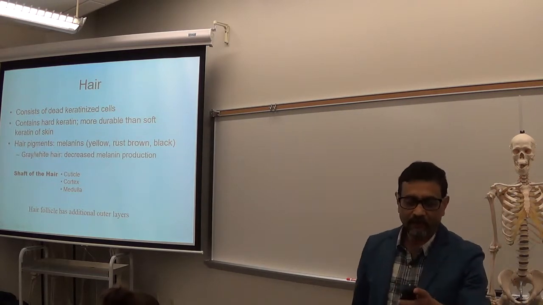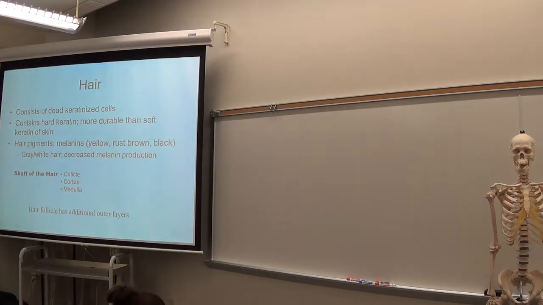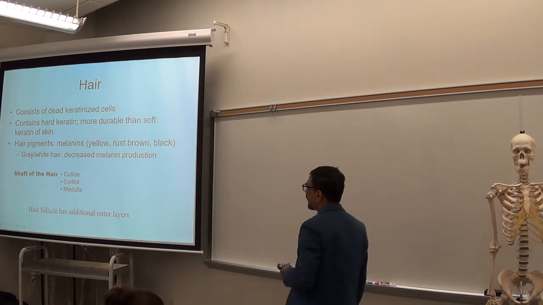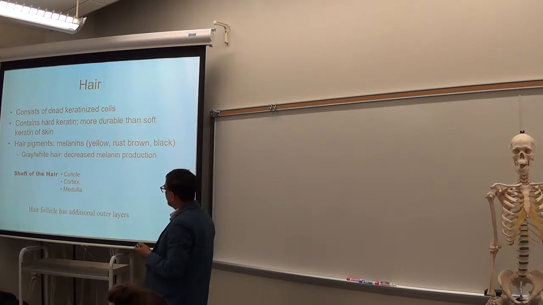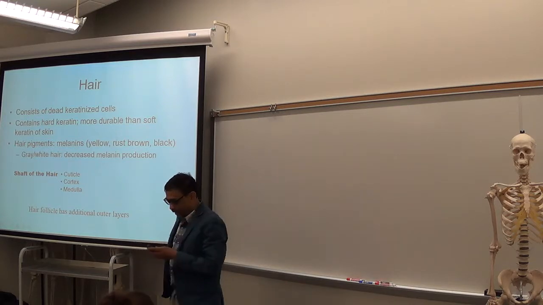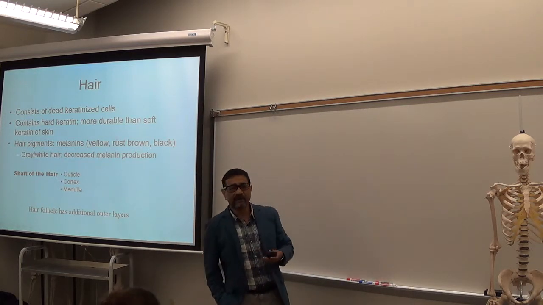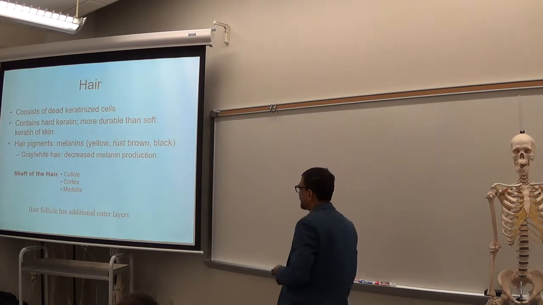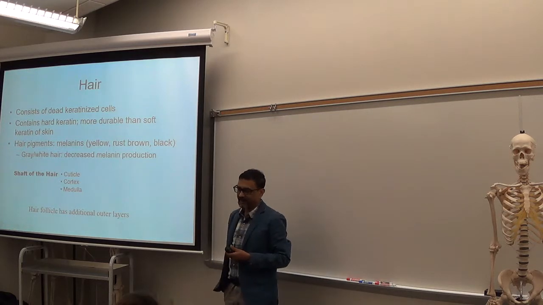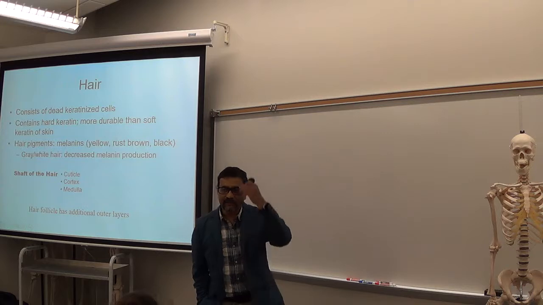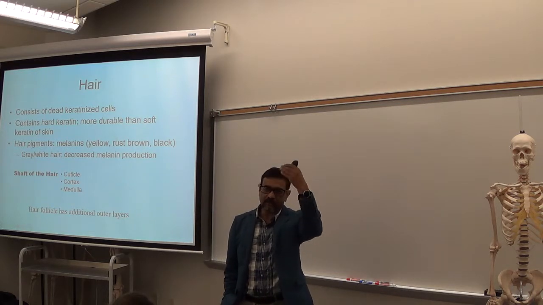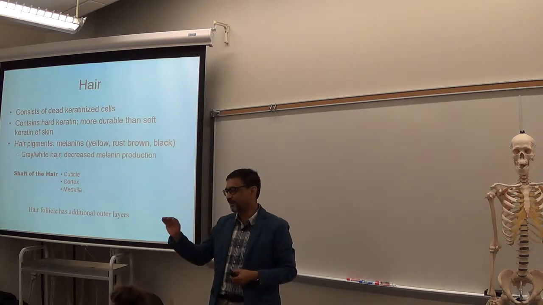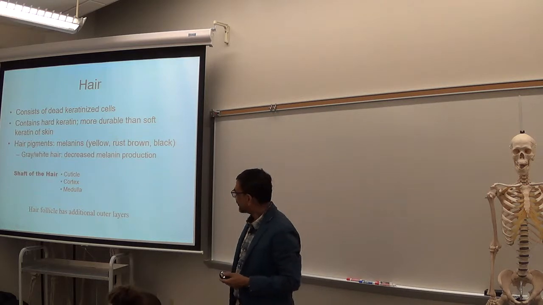You know that. So the keratin of your hair is different than the keratin of your skin. After a certain age, the amount of synthesis of melanin decreases. That's why the hair starts to turn gray, right, or white, because the amount of melanin synthesis declines after a certain age.